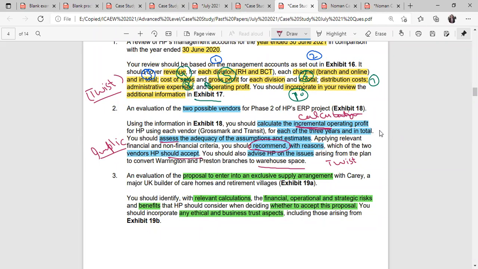Let me summarize again. First of all, go with your calculation for both of the vendors for 3 years and in total. Then discuss your assumptions: reliability, adequacy, achievability, or what kind of assumptions you have. Reasonable or not? Can they be achieved or not? Can you go with these assumptions, these points, or not? Then go with your recommendation, the conclusion of the proposal, and then you should advise, basically. You should not say, let's say if a situation arises, I will accept Gross Mark. If the situation is different, I will accept Transit, leaving your conclusion and recommendation open-ended.